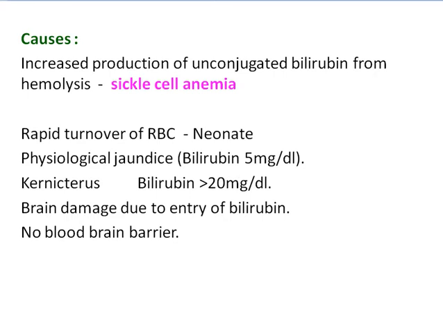Causes: increased production of unconjugated bilirubin from hemolysis, sickle cell anemia, rapid turnover of RBC in the neonate, and physiological jaundice. Dangers: bilirubin is 5 milligrams per deciliter, and in kernicterus bilirubin is more than 20 milligrams per deciliter, with brain damage due to the entry of bilirubin, as there is no blood-brain barrier.